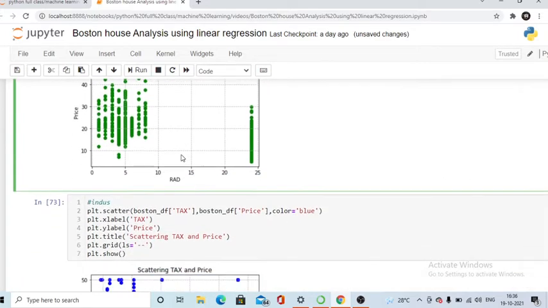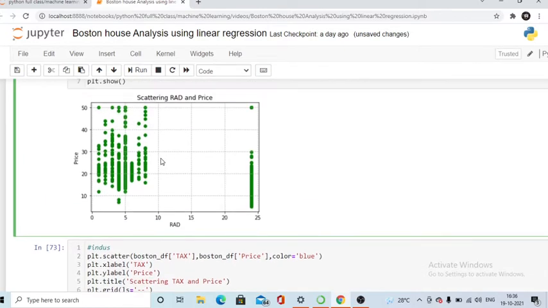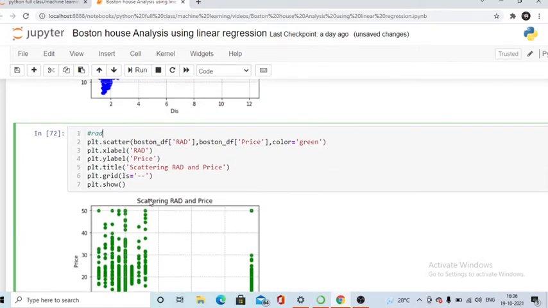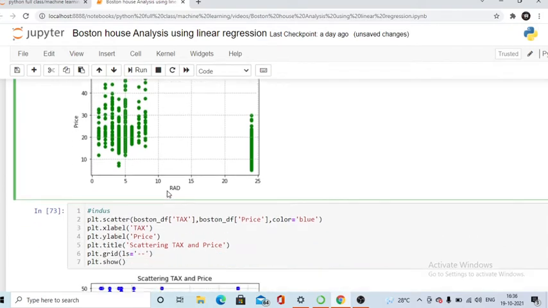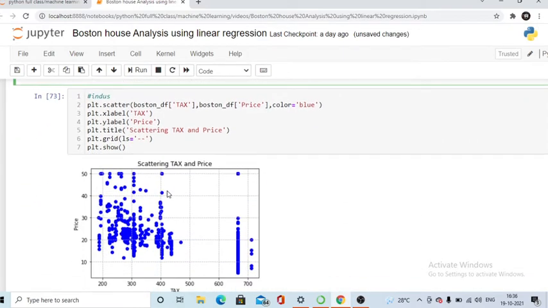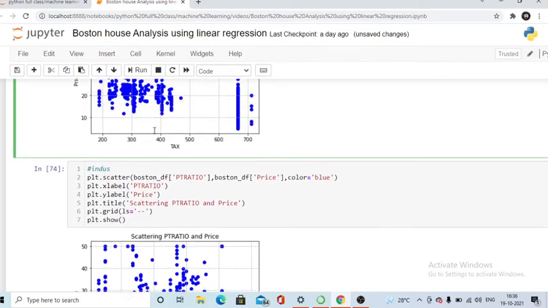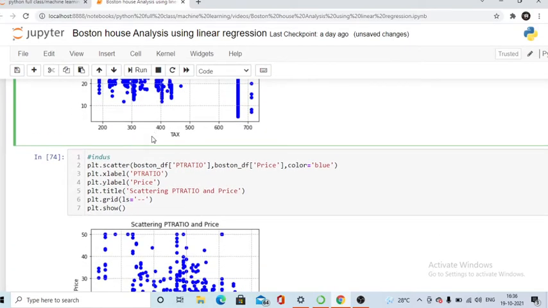If you write this line, you will simply get this visualization. And then here we have a scatter plot of tax and price, with respect to the tax, what price we have. So this is my tax, and what benefit of tax we are getting, this type of analysis.